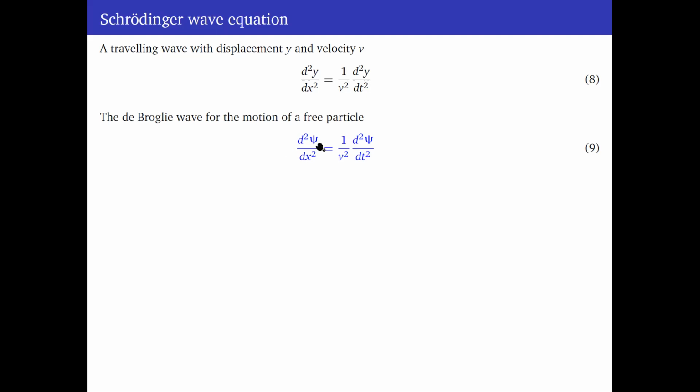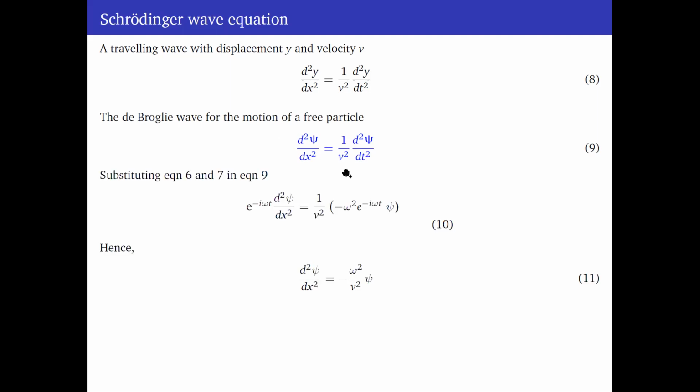Let me substitute for d square psi by dx square and d square psi by dt square from the previous expressions which I have got. It now becomes e to the power of minus i omega t d square small psi by dx square is equal to 1 by v square into minus omega square e to the power of minus i omega t into small psi. We have e to the power of minus i omega t common on both the sides, that gets cancelled. So next, we can write it as d square small psi by dx square is equal to minus omega square by v square into small psi. A main point to be noted is that we have got rid of the term which has a dependency on time. So this equation now is a function of only position.